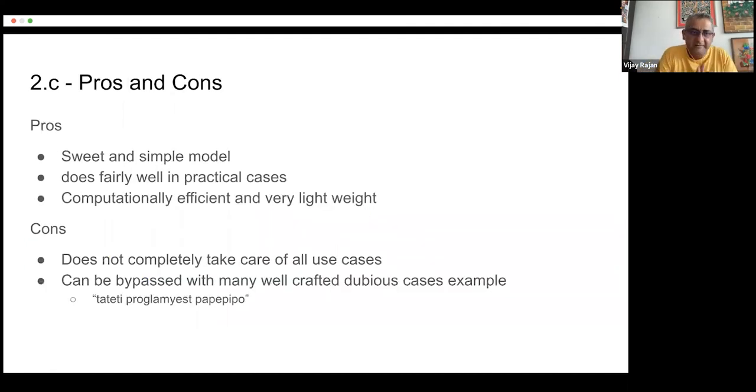The pros and cons: sweet and simple, does fairly well in practical cases, computationally very efficient and very lightweight. The cons are that it does not completely take care of all use cases, so it can be bypassed. And I cooked up this example, Tati Te, Papi Pope. I just made up an example where your gibberish detector would not actually work. But that's all right. Not everything works all the time, and at least you have your defense mechanism put in place for your e-commerce website.